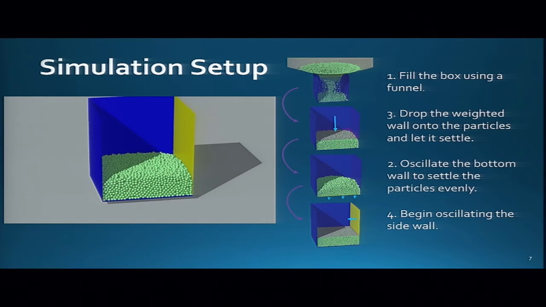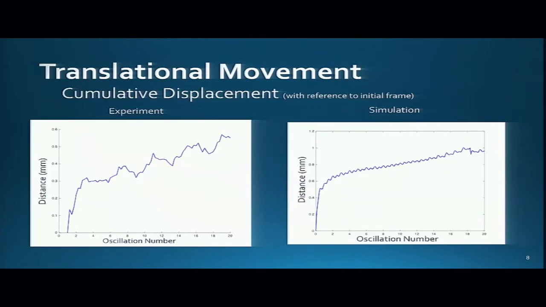And then we'll start oscillating the sidewall just as is done in the experiment. So here we have the translational movement that is like shear. With reference to the initial frame, we can see that for this side is the experiment, and it's moving away from its initial position, but then it starts to revert back every time there's an oscillation.